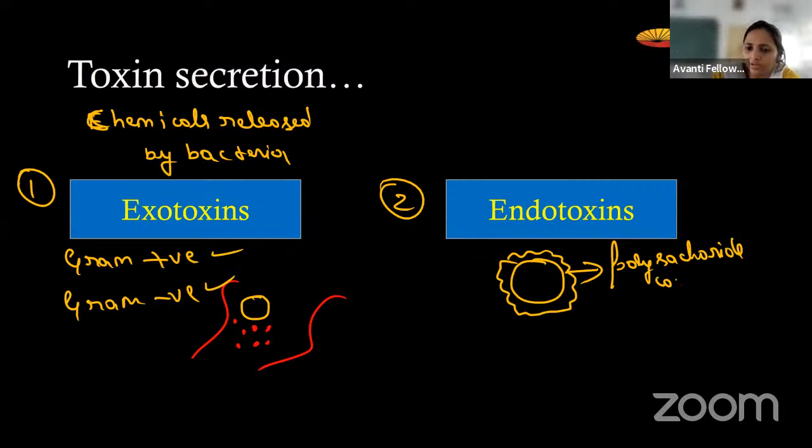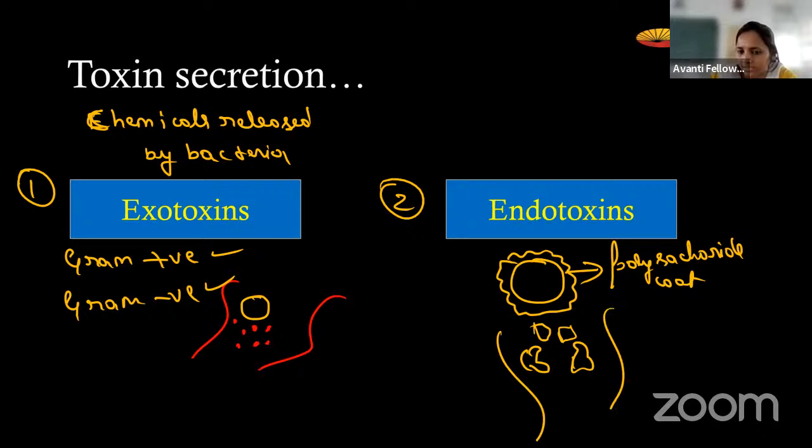Polysaccharide coat, right? This is part of the cell wall, so that's why we call it the endotoxin. The polysaccharide coat is mainly the endotoxin. So what happens? Whenever this bacteria breaks up, whenever it bursts inside the blood, inside the cell, then it is going to cause the disease.